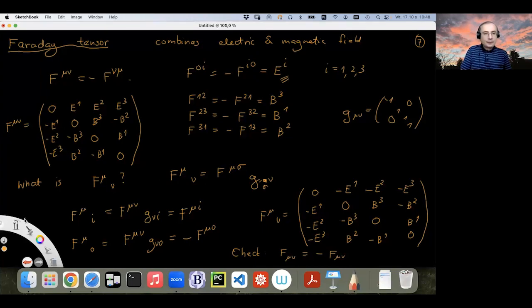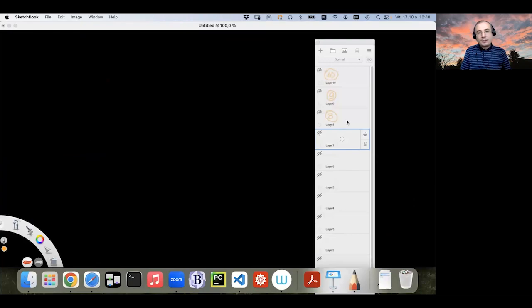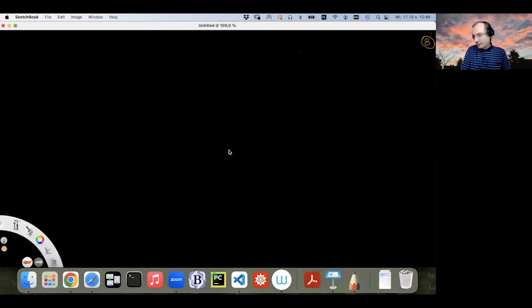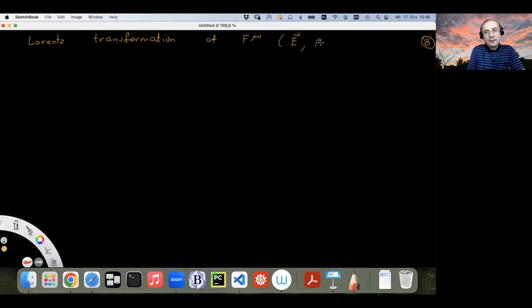Okay. We will go to the next problem. And the next problem is the Lorentz transformation of F^{μν}. And from that also of E and B, the electric and magnetic vectors.